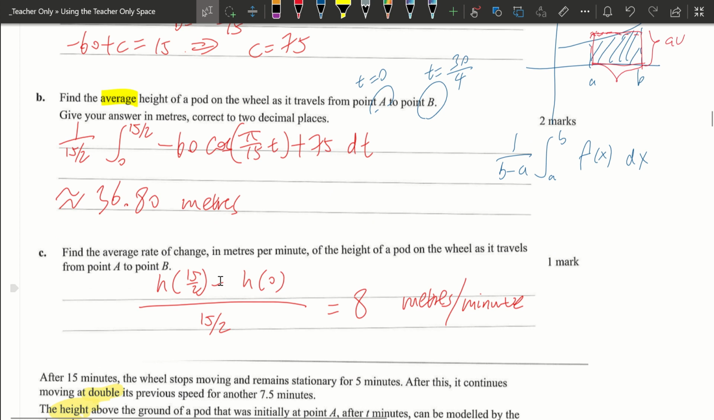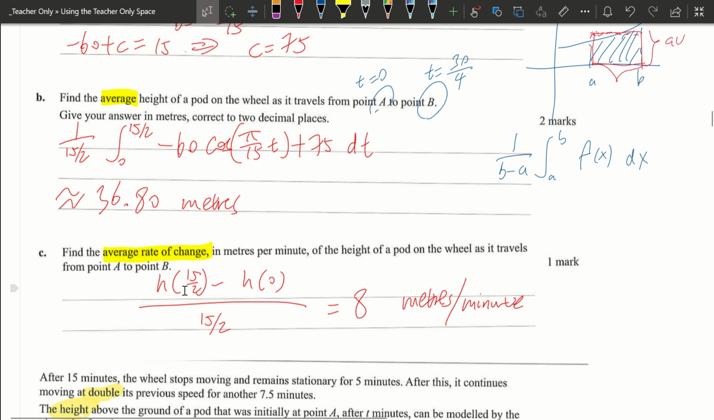And then find the average rate of change in meters per minute of the height of part of the wheel as it travels from A to B. So again, you need to know the definition of average rate of change. Not just the average height, but the average rate of change, which is not the instantaneous rate of change. The instantaneous rate of change is just the derivative.